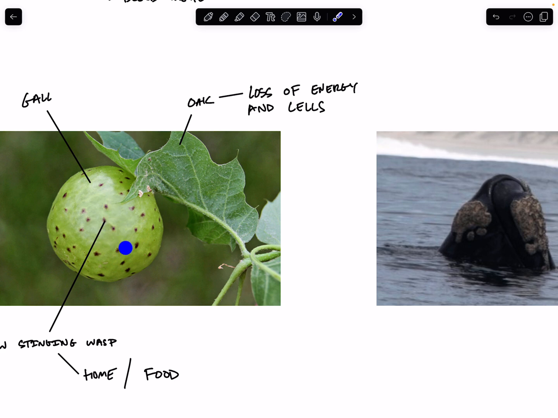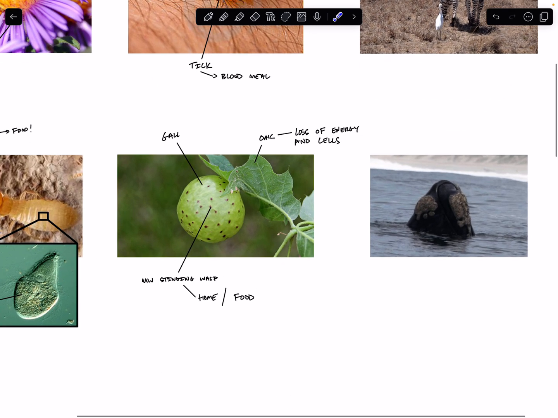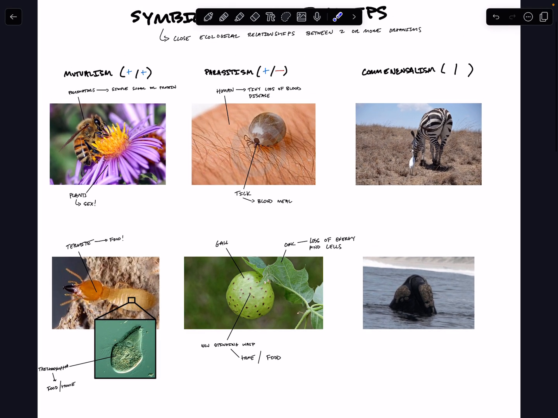So the hormone that the wasp secretes causes the oak to build this structure, and it loses energy and cells, encapsulating a wasp in a way that it's not necessarily wanting to, but it's hormonally tricked into doing so. So this is good for the wasp, bad for the oak. If you walk around the woods right now, you might be seeing some of these on the ground. They're all over the place.